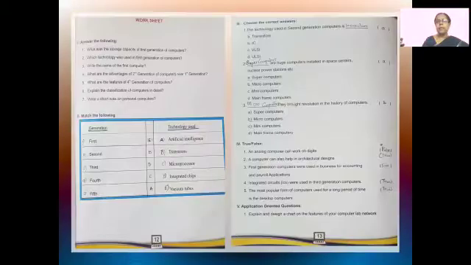This is your worksheet, children. These are the 7 questions. I've given the answers on the next page. This is your generation of computers, first generation. You have to match the following. First, write your A, B, C, D, E, F and match.